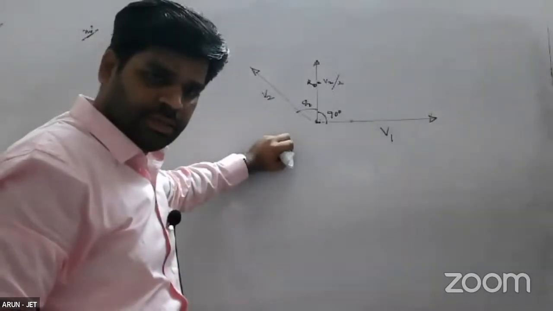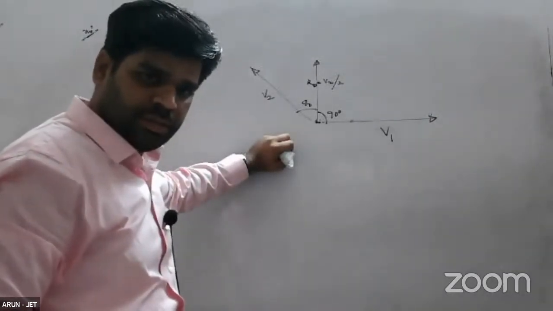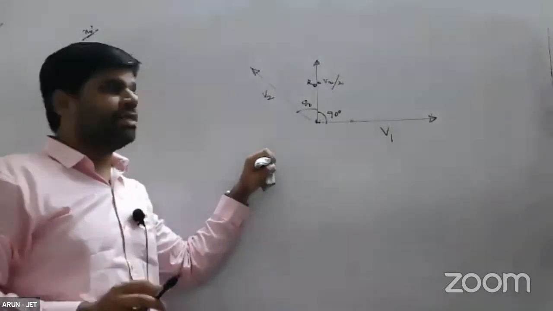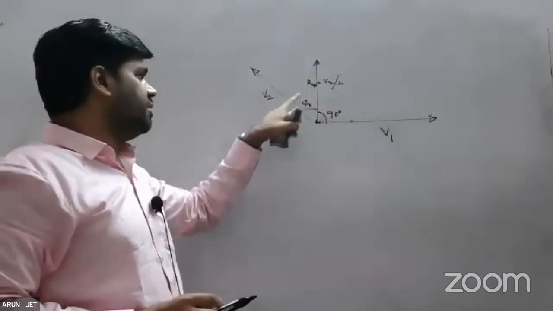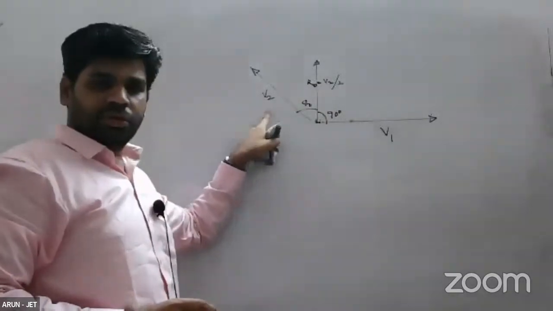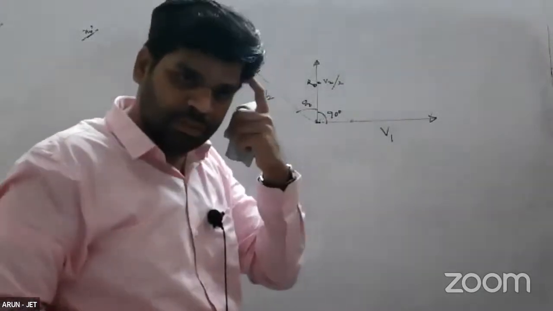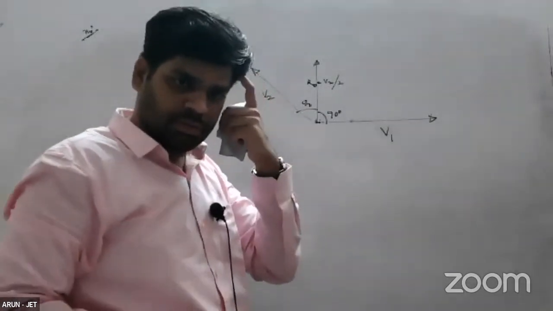Theta is 30 degrees. Think again, think again. I appreciate that you were quick, but think again. Cos theta is V2 by 2 by V2. Cos theta is half. 60.